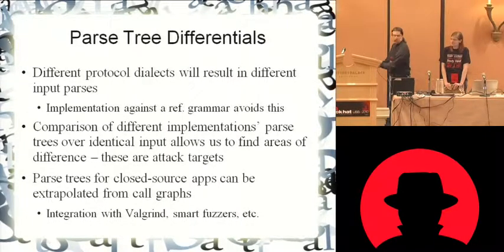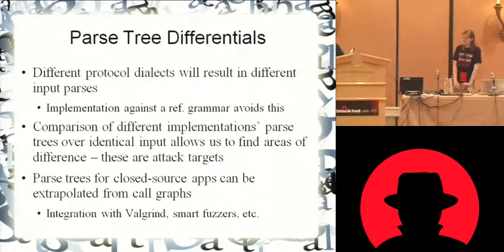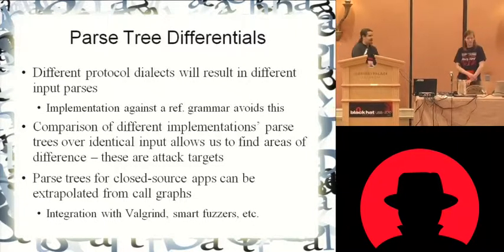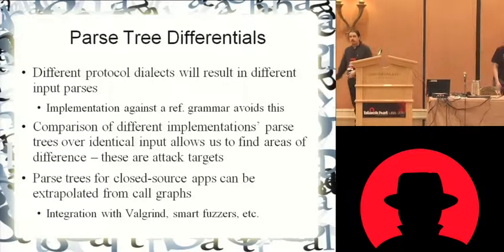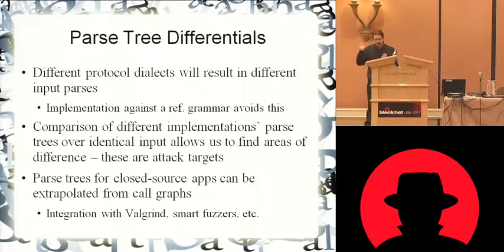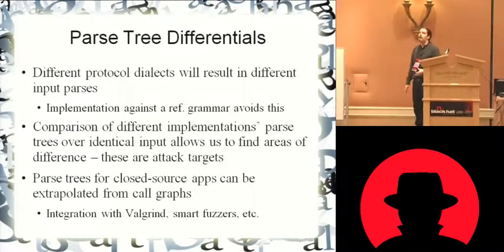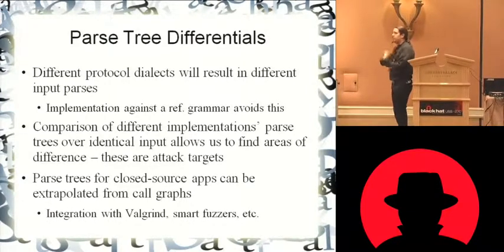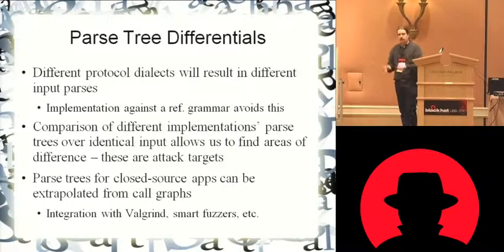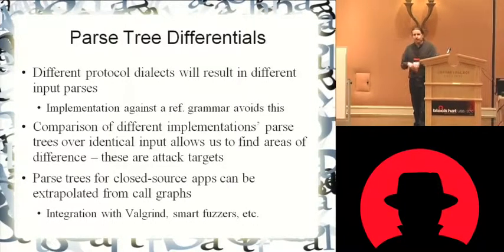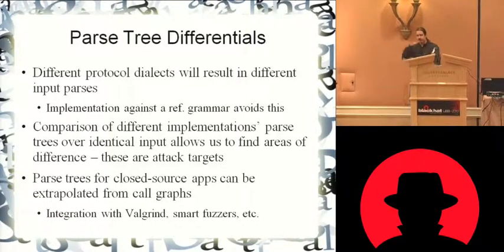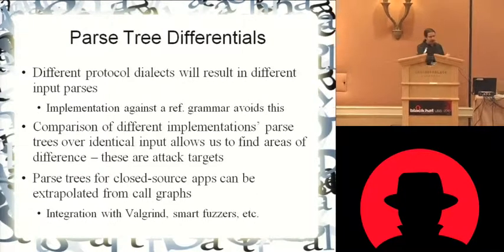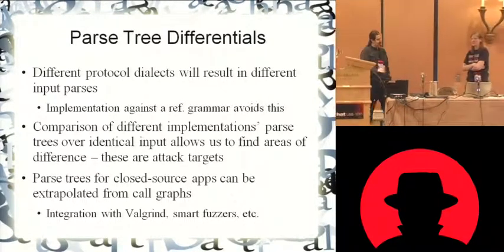This is easier if you've got access to the source and you can actually look at the parsers. If you need to do this against a closed source binary, we're actually looking at implementing a tool inside Valgrind to do that, but our current methodology is to take the call graph and derive from the call graph the parse tree for a specific input. And we do it by hand, and it totally sucks.